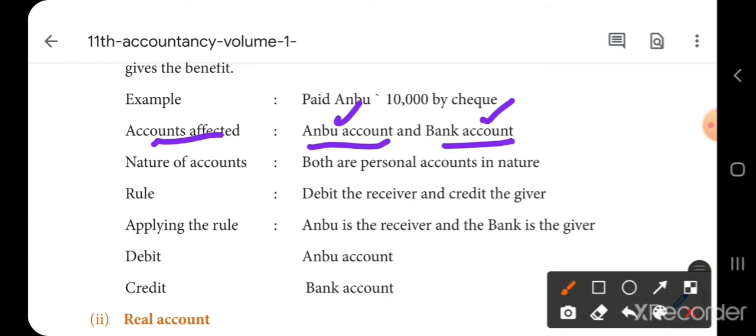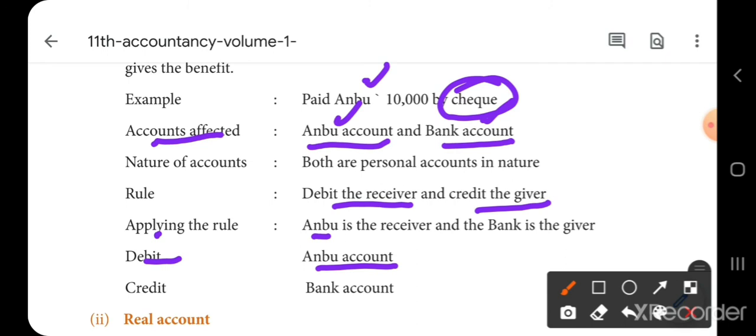Now, what is the rule for personal account? Debit the receiver, credit the giver. Apply that rule. Anbu, debit the receiver. Who is the receiver here? Anbu is the receiver. So, debit Anbu's account. And credit the giver. Who is the giver here? The bank. So, credit the bank account.